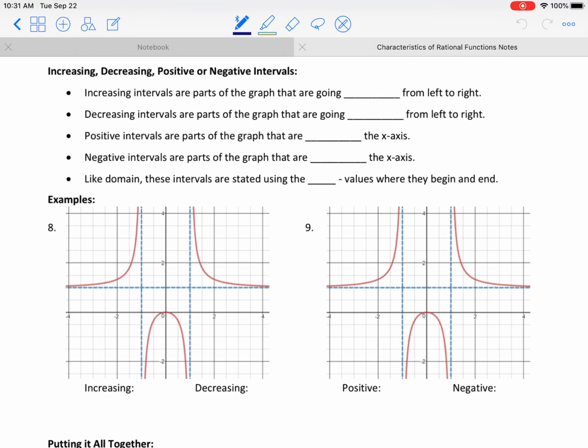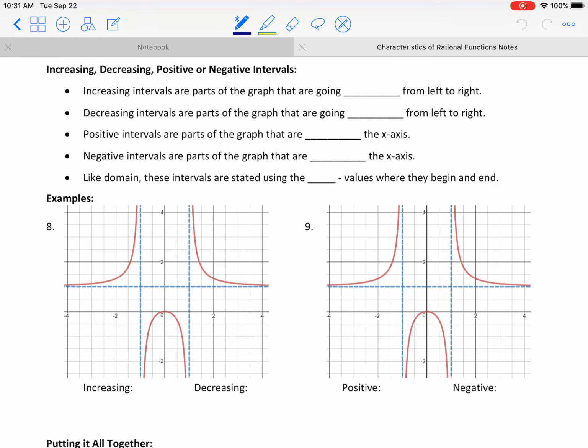Okay? Alright, what are we reviewing next? Let's see. Increasing, decreasing, positive, and negative intervals. Increasing intervals are parts of the graph that are going up from left to right.